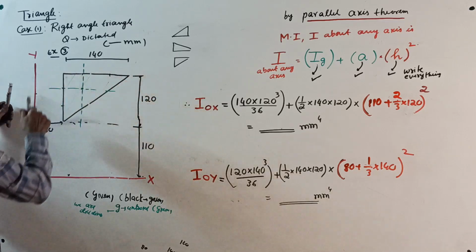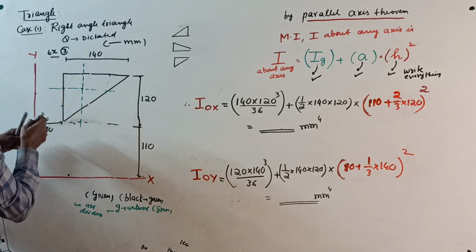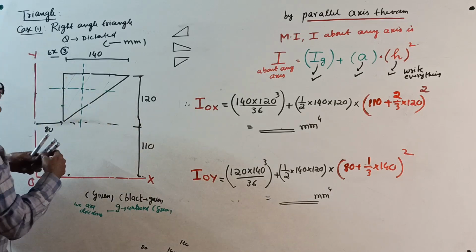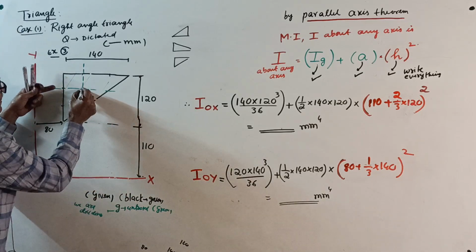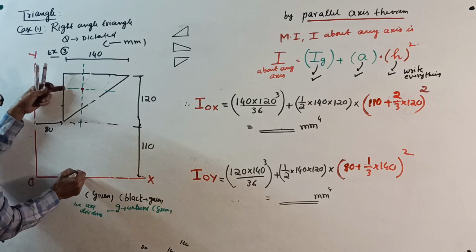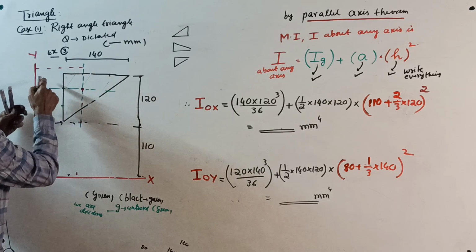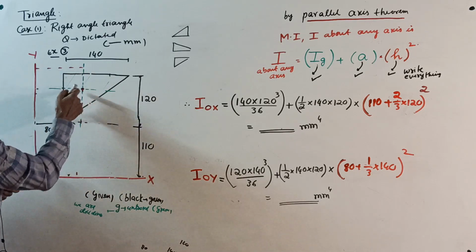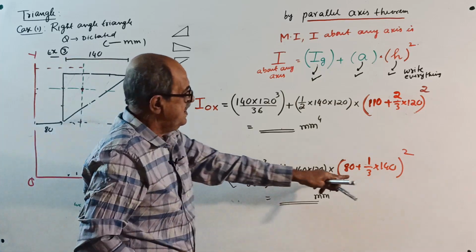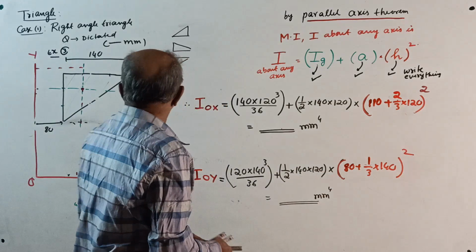120 into 140 cube by 36 plus area into, see, last time I told you, when you do I about OX, that area into this distance square. Now area into this distance square, or this distance square, 80 plus 1/3 of 140. Oh, same answer. What to do? It is same. Okay, over.